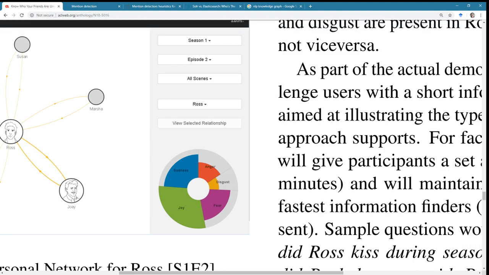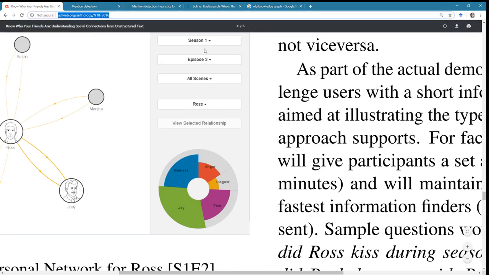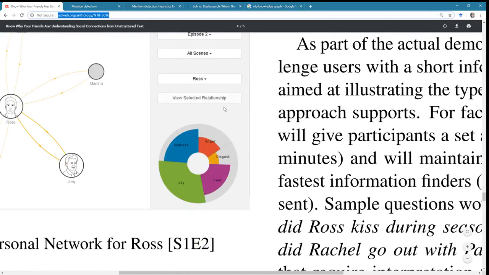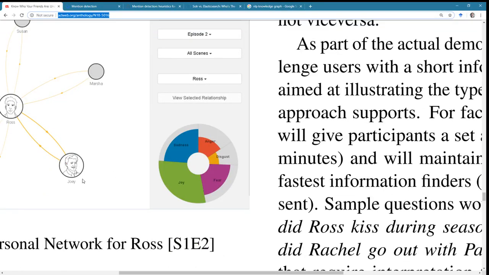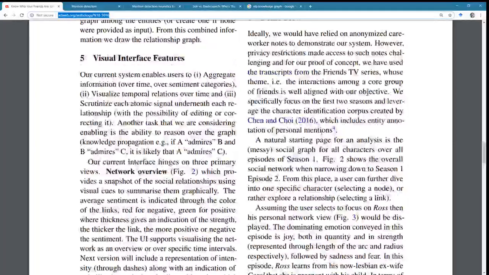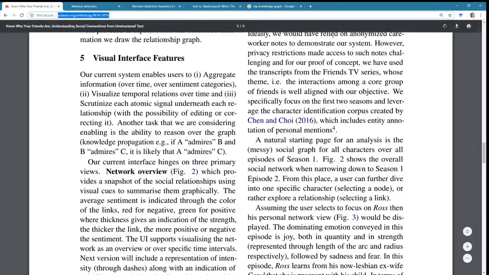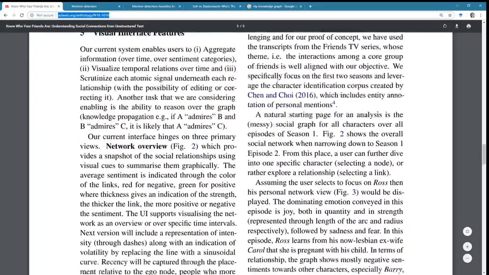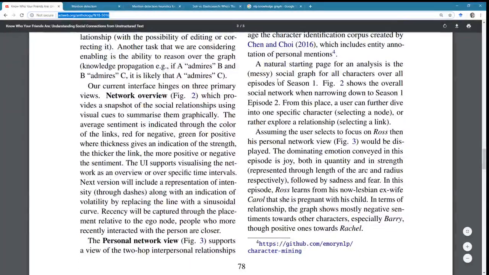Manikandon asks, can you share a link to the paper? Yes, there should be one in the video description. And it is also, if you Google the title of the paper, Understanding Social Connections from Unstructured Text, you should find it. ACL papers are all open access. Yay, open science. So anybody should be able to get it if you have an internet connection. Which presumably if you're watching a YouTube video, you do. Okay.